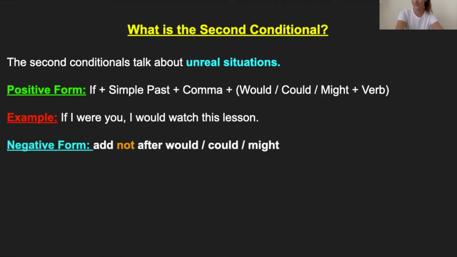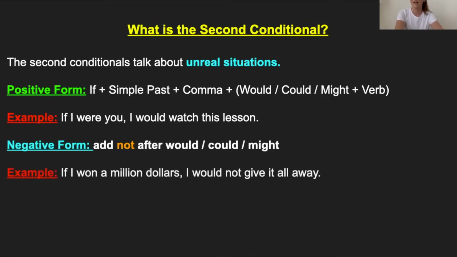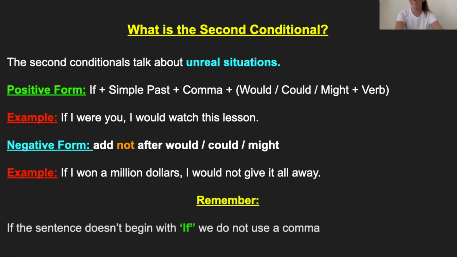The negative. We add not after would, could, or might. So an example is, in the negative form, if I won $1 million, comma, I would not give it all away. So remember, can you tell me if your sentence does not begin with if, what do we not add in? Fantastic. If the sentence doesn't begin with if, we do not use a comma.